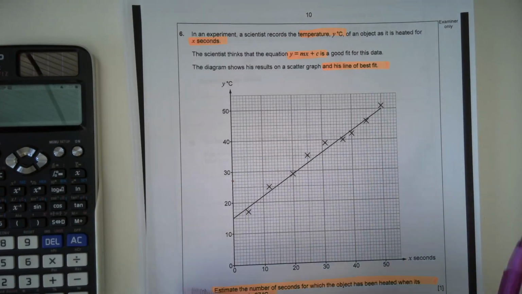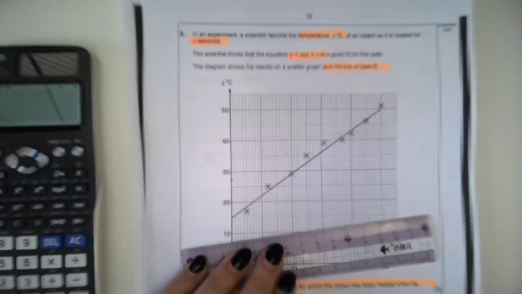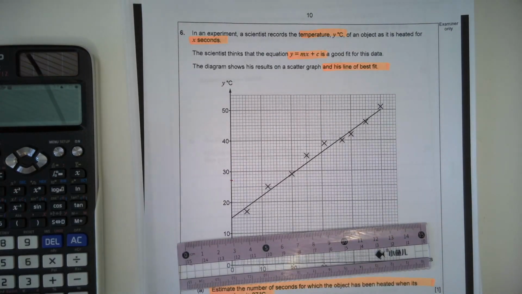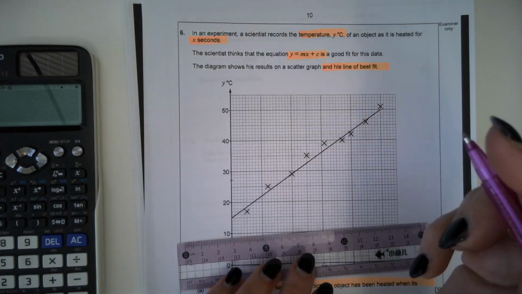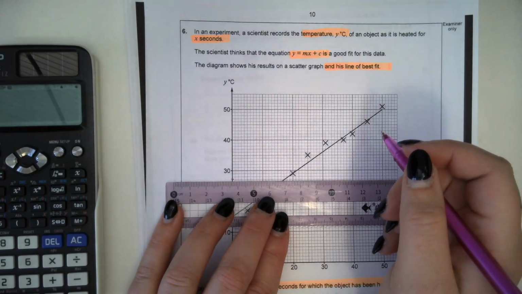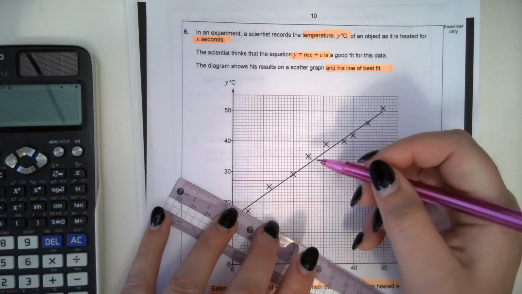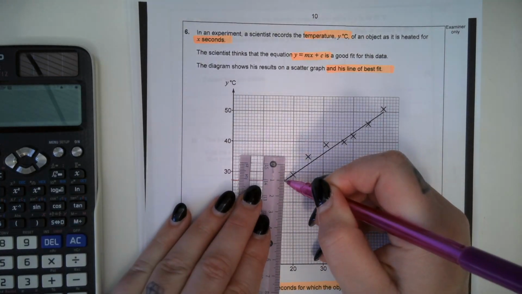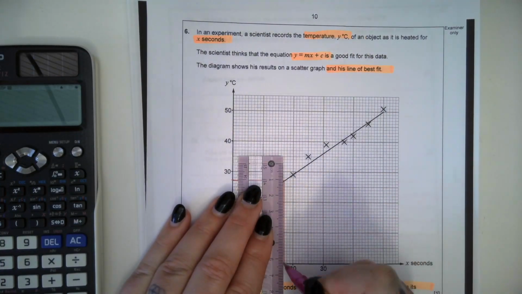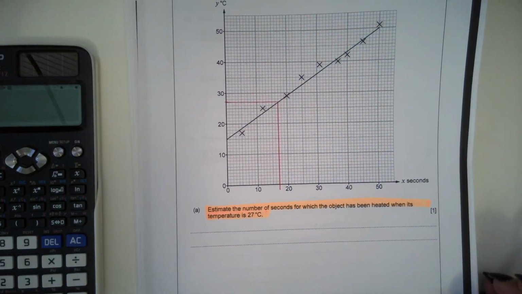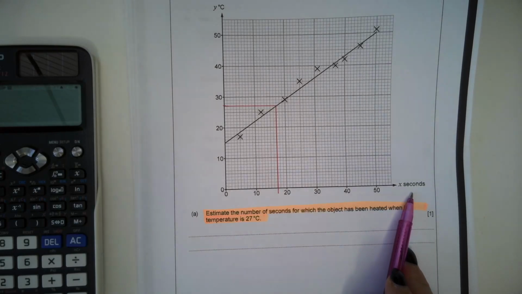So we're going to take a ruler. I'm using a pen just so that you guys can see it nice and clearly. I'd recommend you use a pencil in case you want to rub anything out because you go wrong. So we're reading across from 27 to the line of best fit, and then where it meets the line of best fit, we're drawing a line straight down to the axes that gives us the time. And we're going to read off how many seconds.